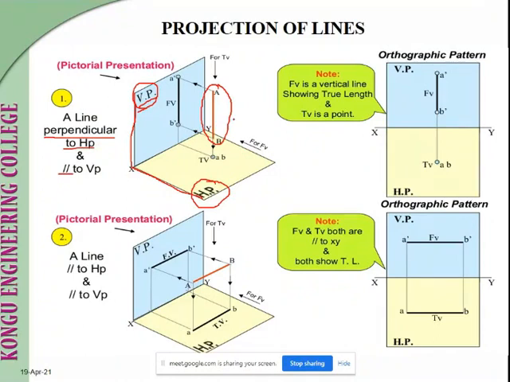So the line is perpendicular to HP. That means when compared with HP, it should have a 90 degree angle. And also, when compared with VP, it should be parallel.